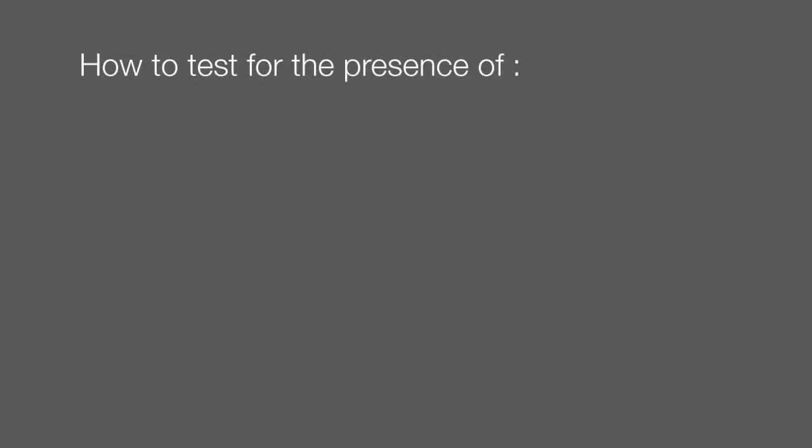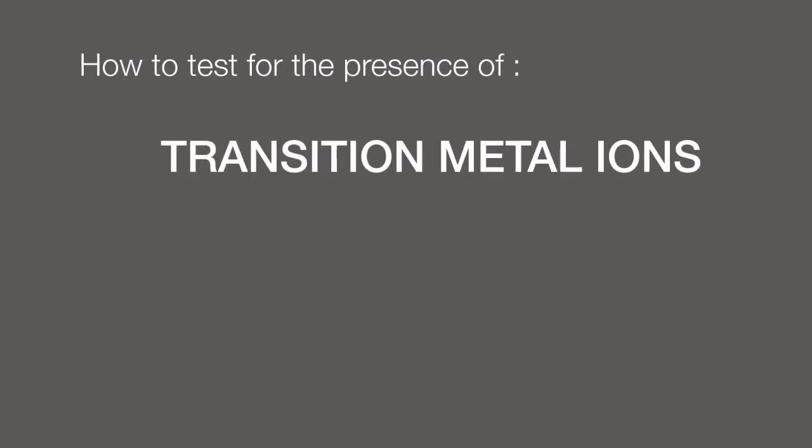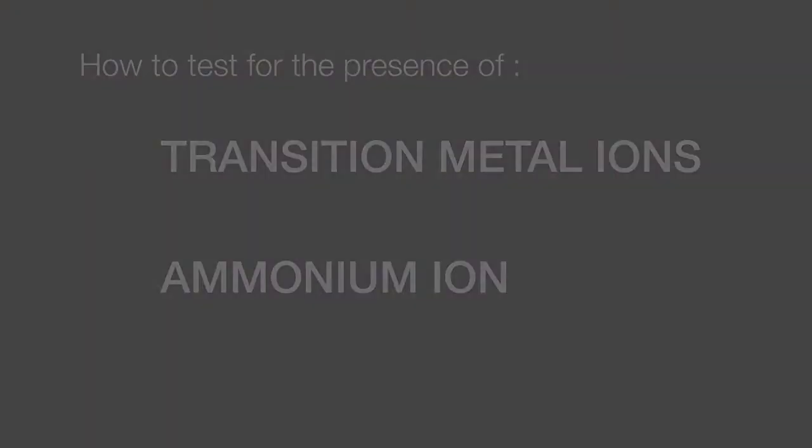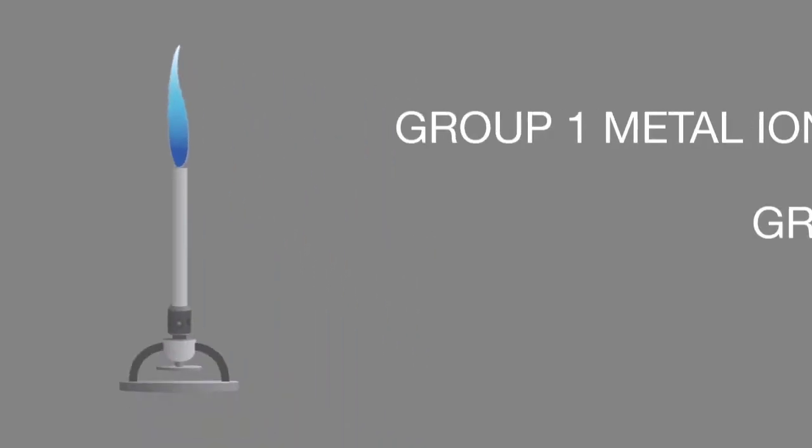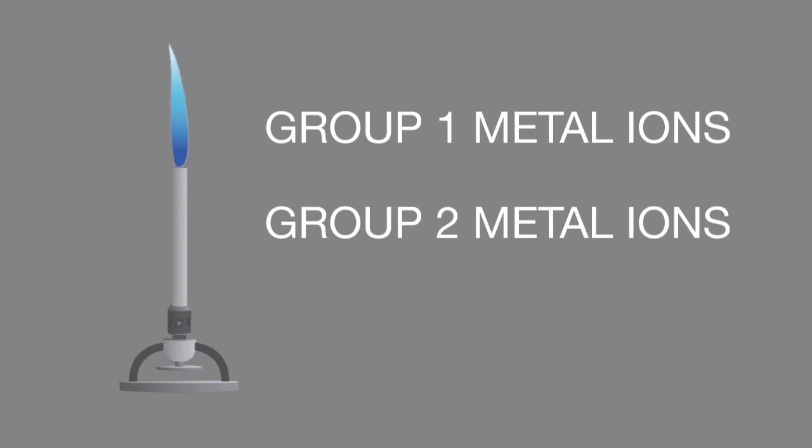Test for the presence of transition metal ions and the ammonium ion. A flame test may be used to test for the presence of group 1 and group 2 metal ions, as well as for the copper 2+ ion.